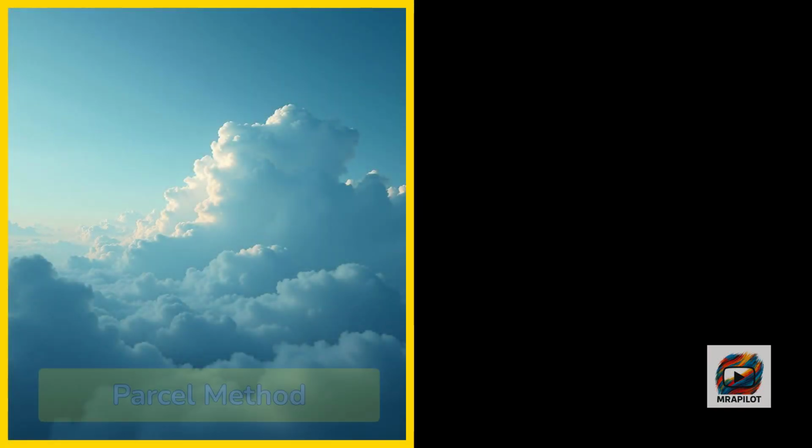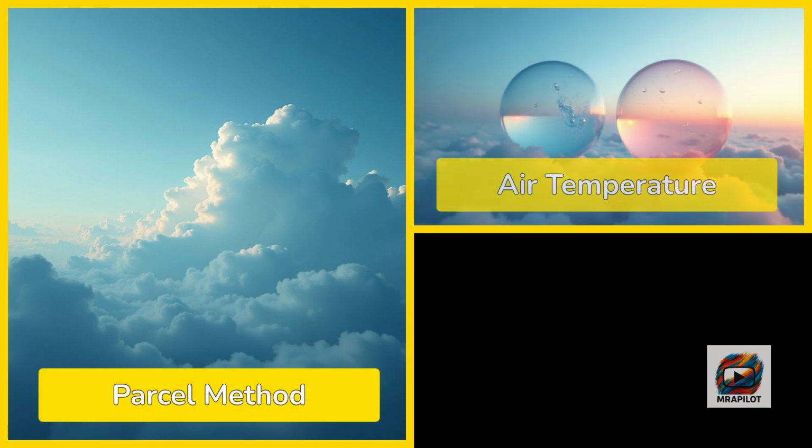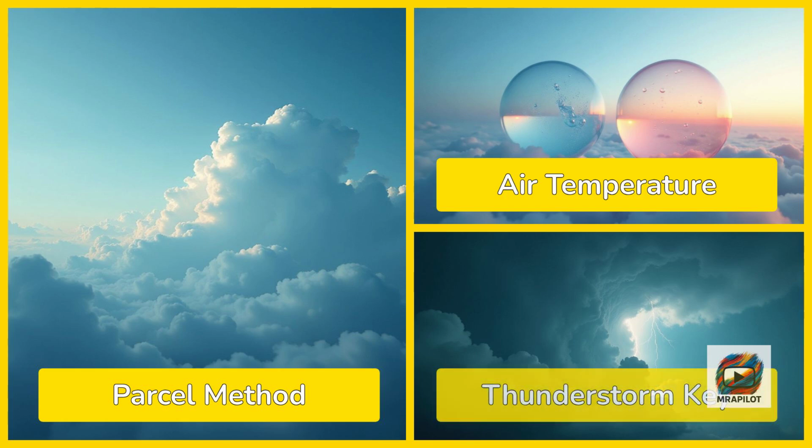You'll also hear the term parcel method in forecasts. This is when meteorologists lift an imaginary parcel of air and compare its temperature to the environment. It helps determine if the air will continue to rise or sink, key for thunderstorm forecasting.